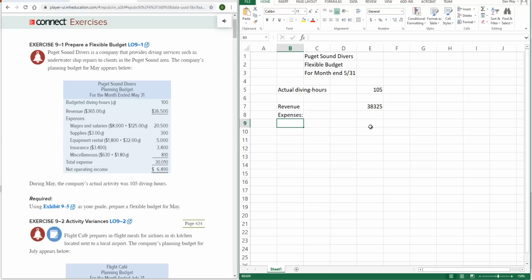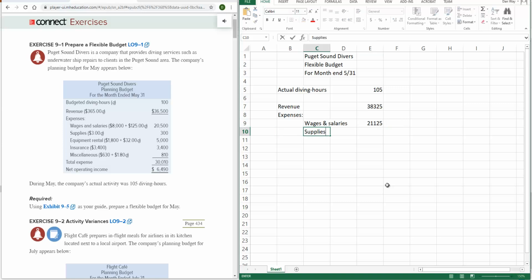Then we're going to follow with all of our expenses. So we've got wages and salaries, and we know from our cost formula there that that's a mixed cost, right? $8,000 is a fixed component plus $125 per diving hour on top of that. So our total wages and salary expense in our flex budget should be the $8,000 fixed cost plus $125 times, again, that 105 actual diving hours.